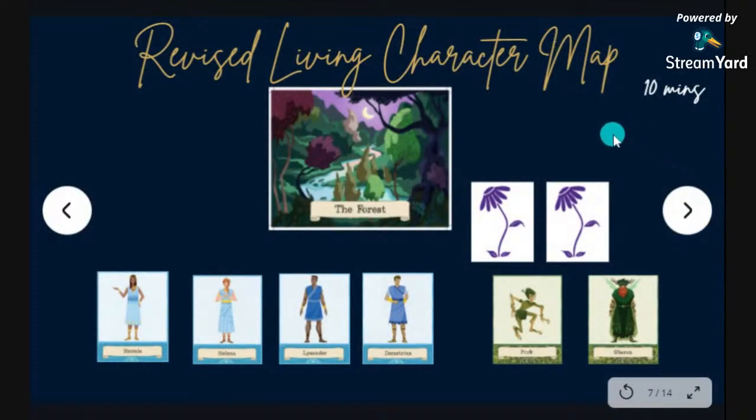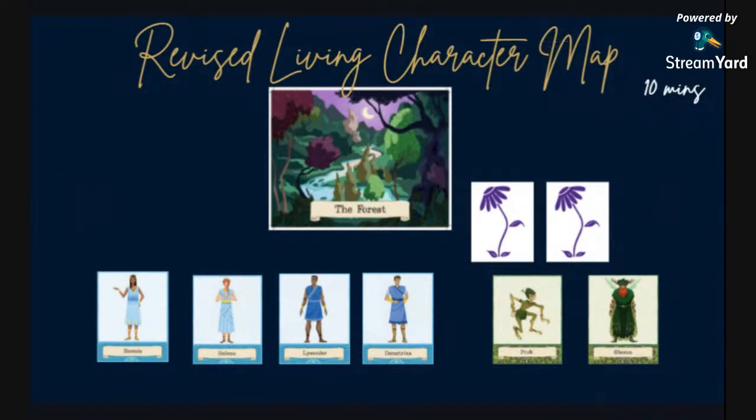Then they'll go back to the revised living character map for 10 minutes. New actors will pick up the Hermia, Helena, Lysander, Demetrius, and Puck character cards, and the teacher will collect the rest of the cards. 2 students get flower cards, and the audience directs them as to where to stand at the beginning of the action and as the action proceeds.